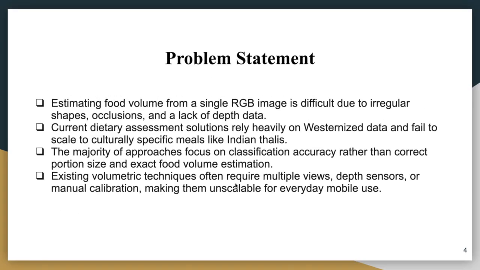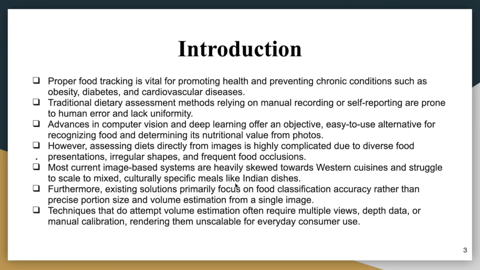So as we know that in today's era, proper food tracking plays a crucial role in maintaining good health and preventing chronic diseases. However, traditional methods of tracking diet, like logging or self reporting, are often unreliable. They depend heavily on user input, which can lead to errors or inconsistency. So, with the rise of computer vision and deep learning, we now have the potential to automate this process.